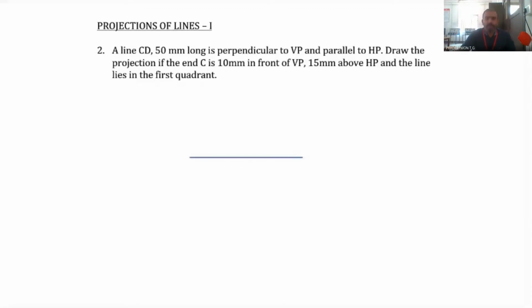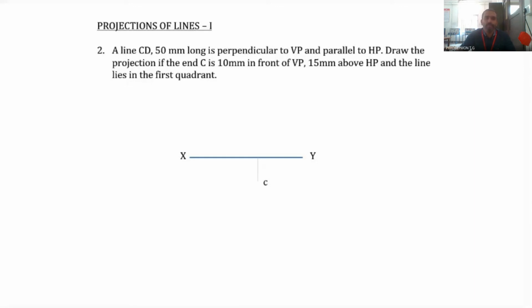Okay, now how to draw it? So first draw the XY line, as we said. Now we draw a projector. Since none of the points is lying on the HP or VP, neither on HP nor in VP, we have to use projector lines. So we draw a projector, and this projector is specifically used to draw the top view of C, point C. The top view as well as front view of point C is to be drawn in this particular projector.